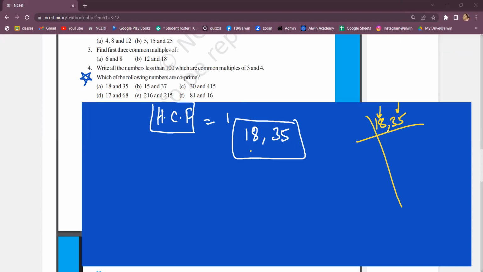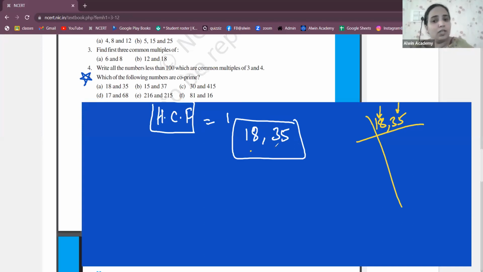Right or not? Ma'am, I figured out they are co-prime. They are co-prime because they have got no factor in common. So we haven't found any factor, except 1, that is common to both. That means both the numbers are co-prime. Got it or not?